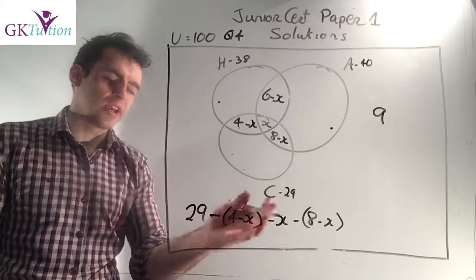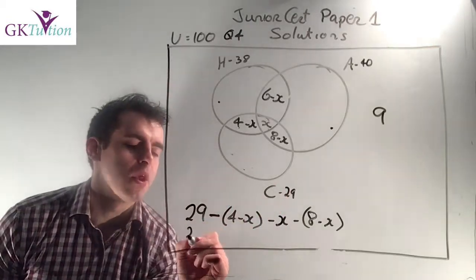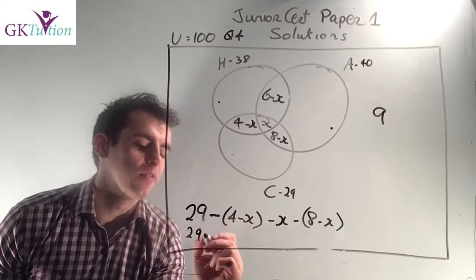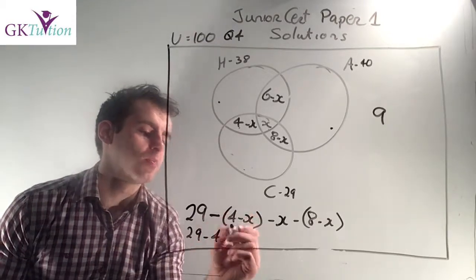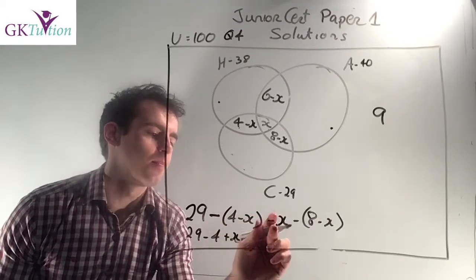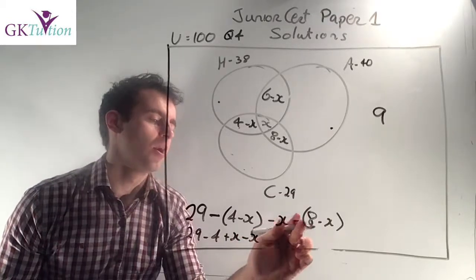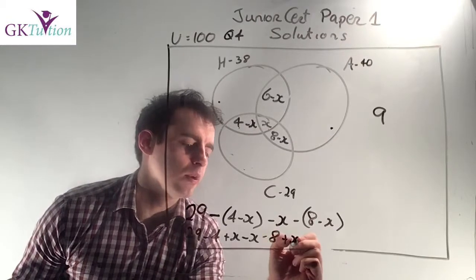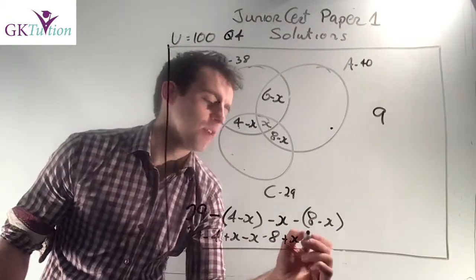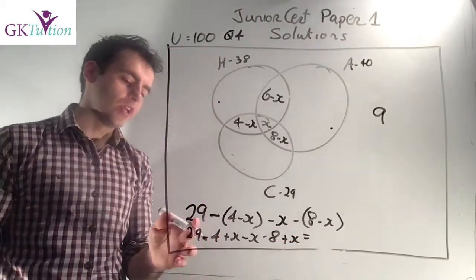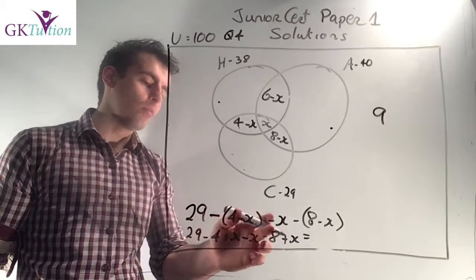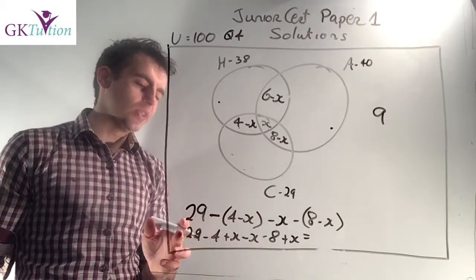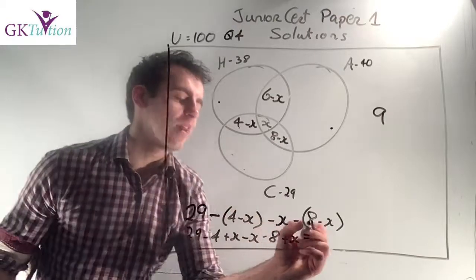If you simplify this down, let's just see what happens with our signs here. I get 29, minus by 4 gives me minus 4, minus by minus gives me plus X. And then minus X, minus by 8 gives me minus 8, minus by minus X gives me plus X. And if I simplify that fully, I'm going to get 29 minus 4 minus 8. In other words, that's 29 minus 12, which gives me 17.